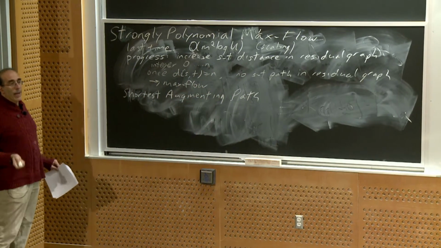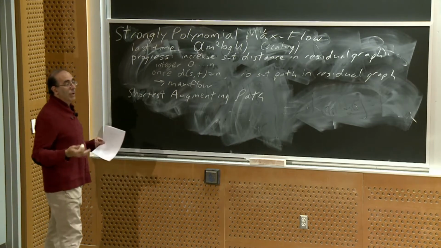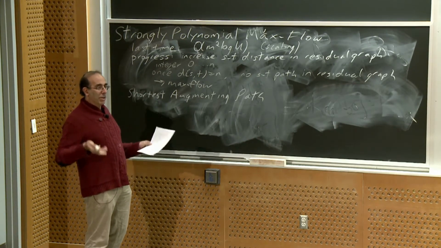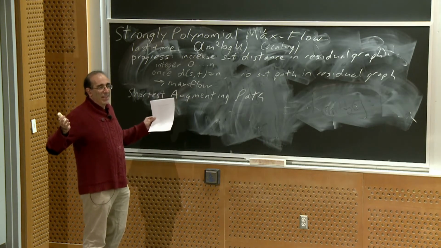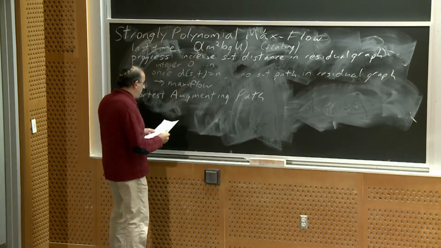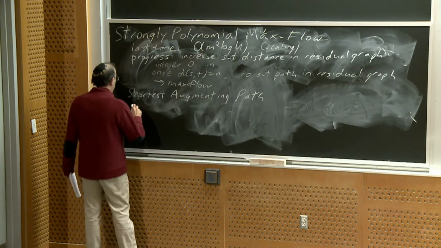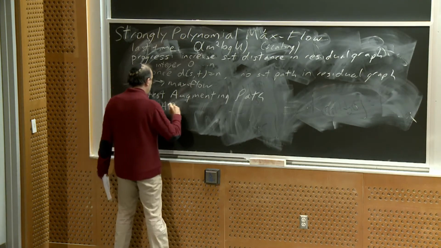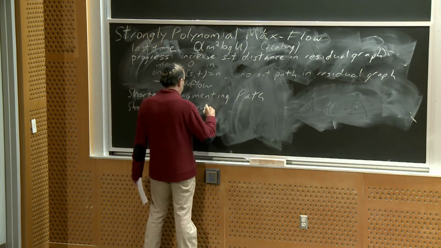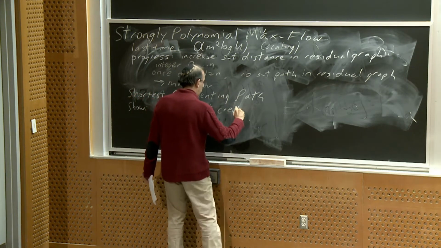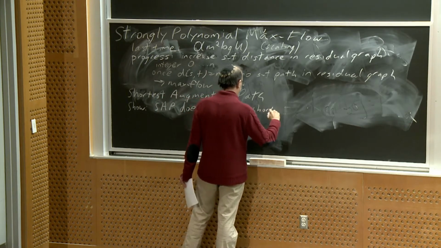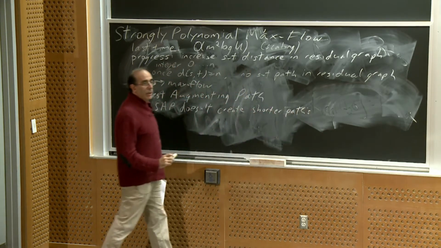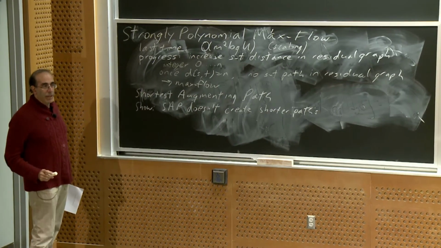It's a natural way to get rid of short paths, because when you augment along a short path, you saturate one of the edges on it, which destroys that path, right? Now, what we needed to worry about was that shortest augmenting path doesn't create shorter paths, right? That was the thing we were just wrestling with at the end of the last lecture.